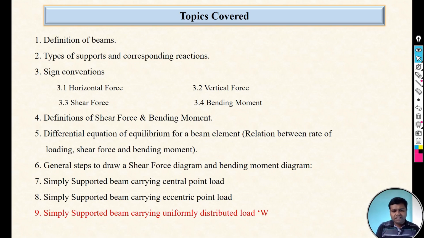Then we have covered the general steps that are required for the shear force and bending moment diagram calculation. Then two simple cases that we have covered, that is simply supported beam carrying centrally point load and simply supported beam carrying eccentric point load. And today we are going to focus on the simply supported beam carrying a uniformly distributed load.